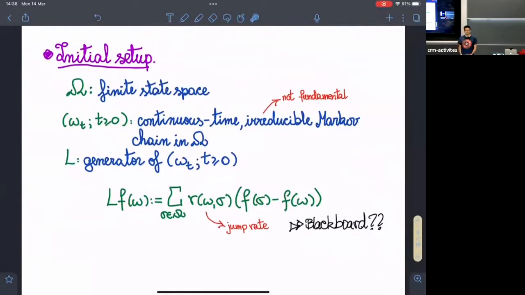So what do I call a non-equilibrium system? Actually, what I'm going to call a non-equilibrium system is something very well known in probability: a finite state Markov chain. And a non-equilibrium stationary state is the invariant measure of a Markov chain which is not reversible.